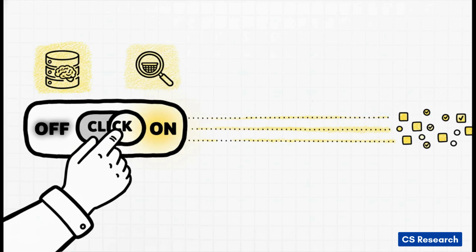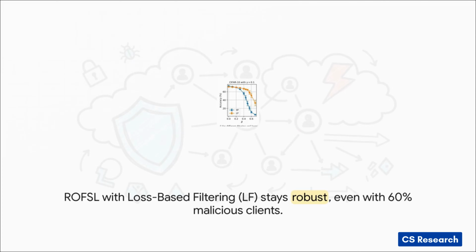Okay, but what happens when we flip the switch? What happens when we turn on ROFSL's server learning and that intelligent filtering? This is where the server gets to use its private cheat sheet to check everyone's homework. And this chart just says it all. The blue line, that's the standard method we just saw. It still falls off a cliff. But look at that orange line. That's ROFSL using the powerful loss-based filter.